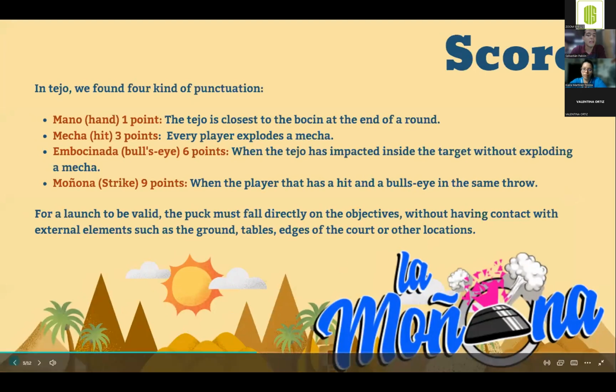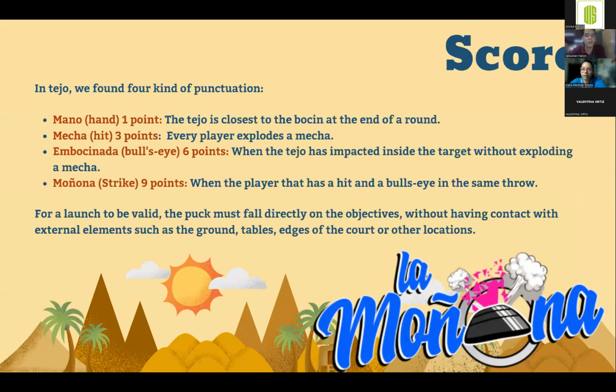There are 4 kinds of scores in Tejo. You should say the name of the score, not the points. First, we have the hand, consisting of the puck that is closest to the horn at the end of a round, and it is equal to 1 point.